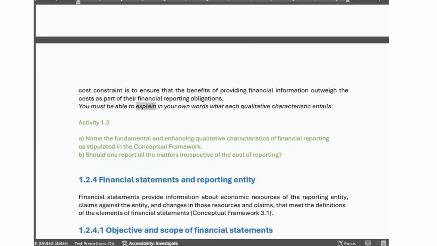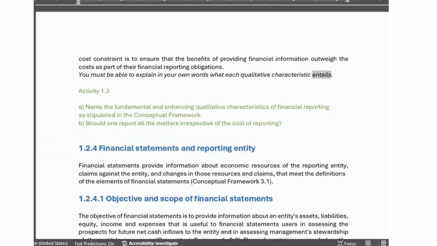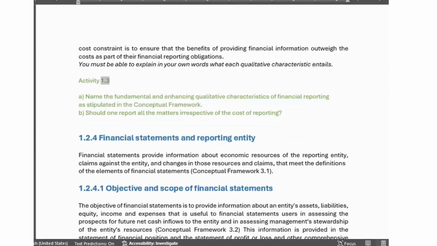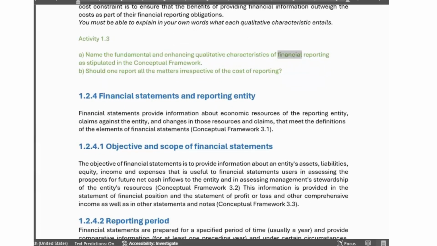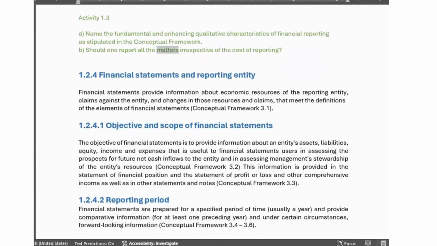You must be able to explain in your own words what each qualitative characteristic entails. Activity 1.3. A. Name the fundamental and enhancing qualitative characteristics of financial reporting, as stipulated in the Conceptual Framework. B. Should one report all the matters irrespective of the cost of reporting?